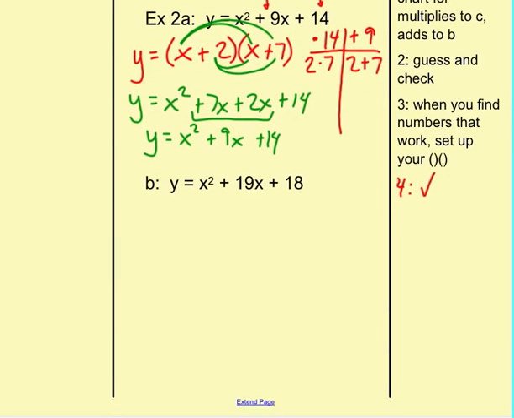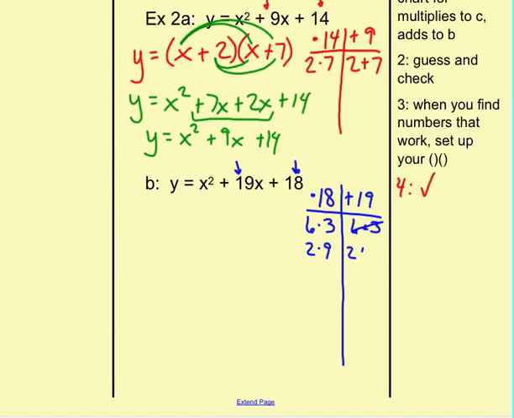Same process, so we're going to start by setting up a T-chart. What multiplies to the constant 18 and adds to the middle term 19? First two numbers that pop into my head for 18 are 6 times 3. 6 times 3 equals 18, but 6 plus 3 does not work for 19. So I'm thinking 2 times 9. 2 times 9 is 18, but 2 plus 9 does not equal 19.